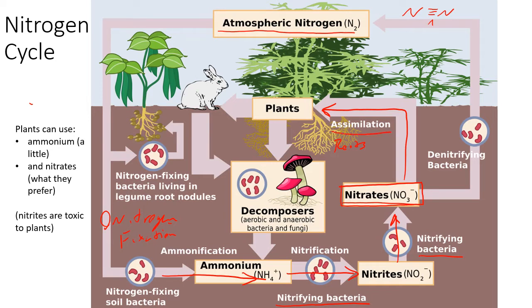So assimilation is plants bringing nitrates in and assimilating it into their tissues. They're making proteins, amino acids, they're making DNA, RNA, nucleic acids. Okay? So amino acids and nucleic acids are what they're making with these nitrates.